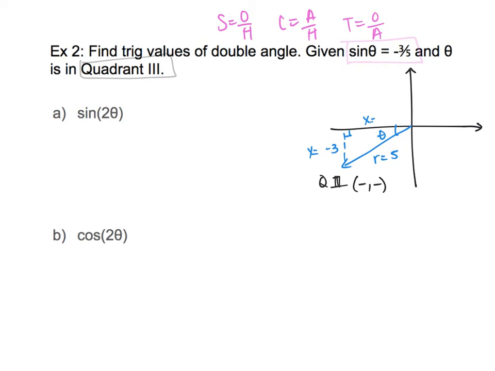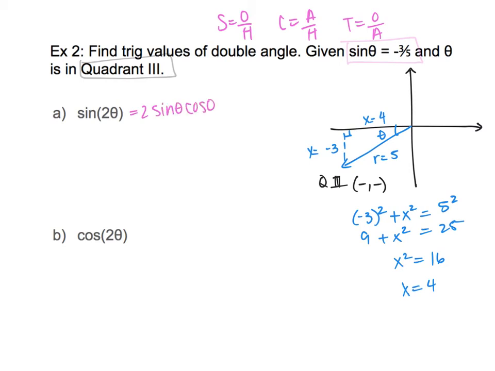So again, I have to use the Pythagorean theorem. So I have -3 squared plus x squared, because I don't know what x is, equal to 5 squared. So this side's 25, and when I get -3 and I square, I get 9. And so if I subtract that to the other side, I get 16, and if I take the square root, I get 4. So it looks like x here is 4. And so again, if I'm looking for the double angle of sine, that's 2 sine theta times cosine theta.